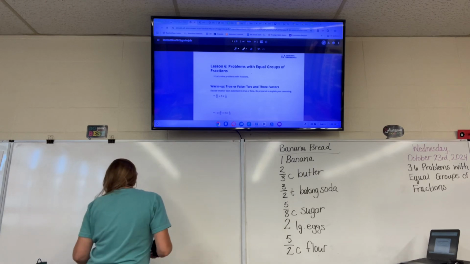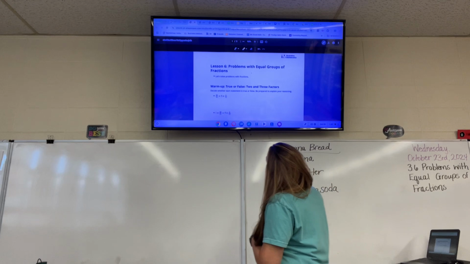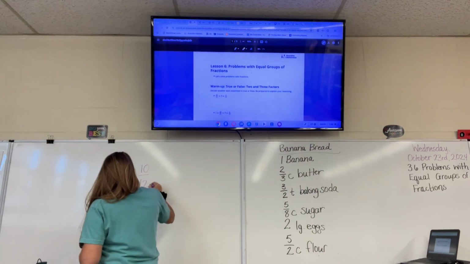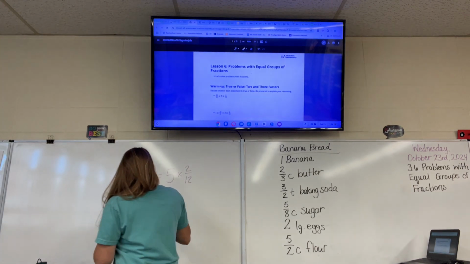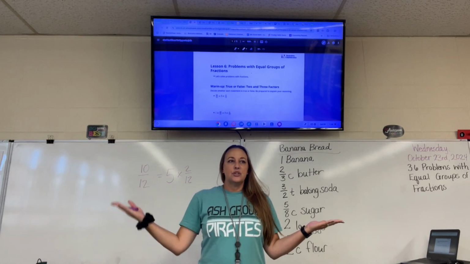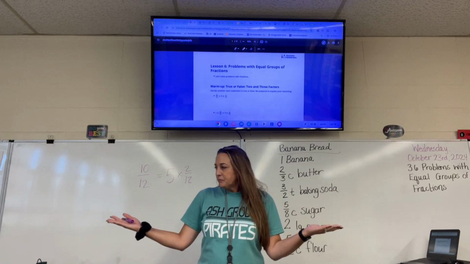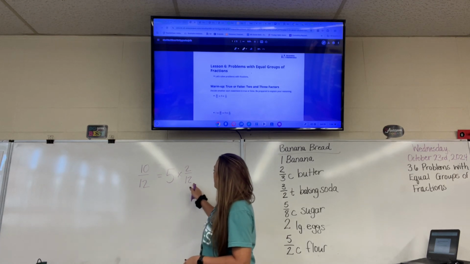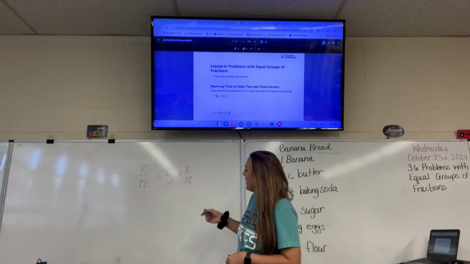So on the first one it says 10/12 is equal to 5 groups of 2/12. So if you remember, an equal sign is like a balance scale. So you've got to have the same amount over here that you do over here. So if you draw 5 groups of 2/12, what would that equal? Shout it out.